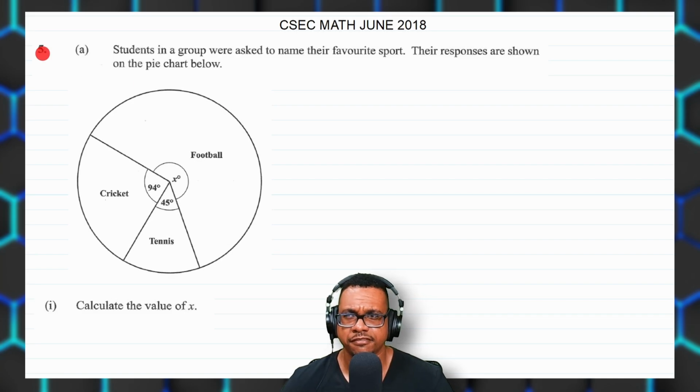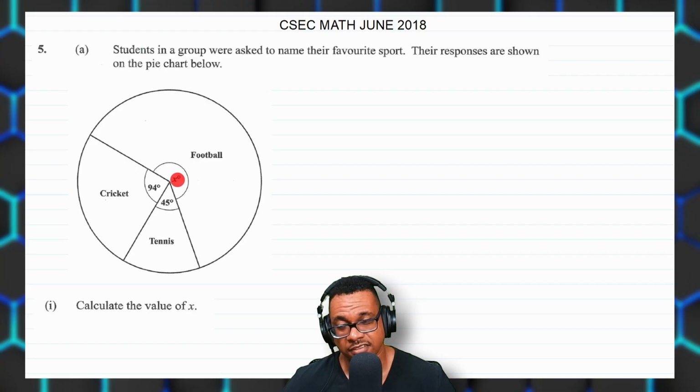So here we have question 5, part A, where students in a group were asked to name their favorite sport. Their responses are shown on the pie chart below. So the favorite sports are football, cricket, and tennis. And here we have the angles on the pie chart. Now they wanted to calculate the value of x.